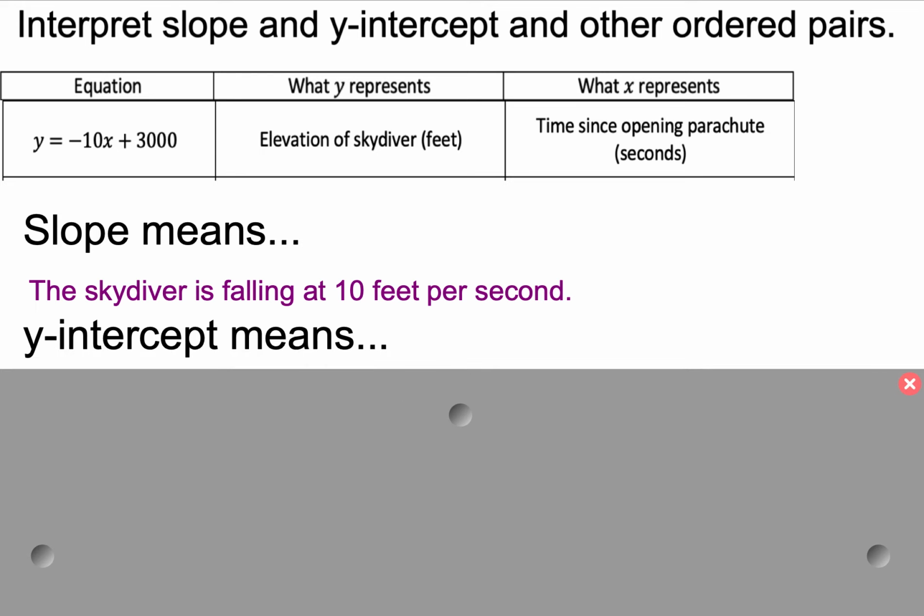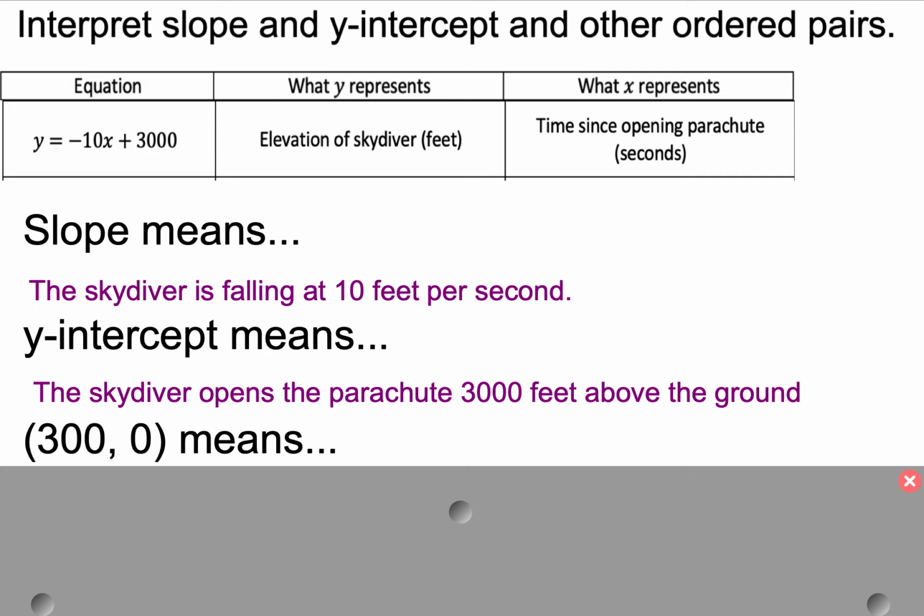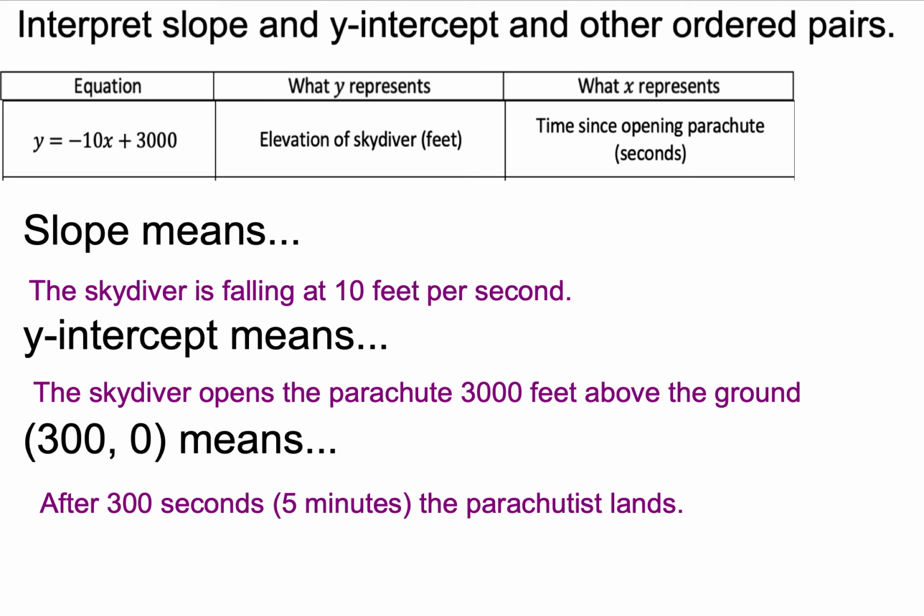The y-intercept is 3,000, and y means feet, the elevation of the skydiver. So the skydiver opens the parachute at 3,000 feet above the ground. The point (300, 0) means, well, 300 is seconds and 0 is feet. It means after 300 seconds, which is 5 minutes, the parachutist lands.